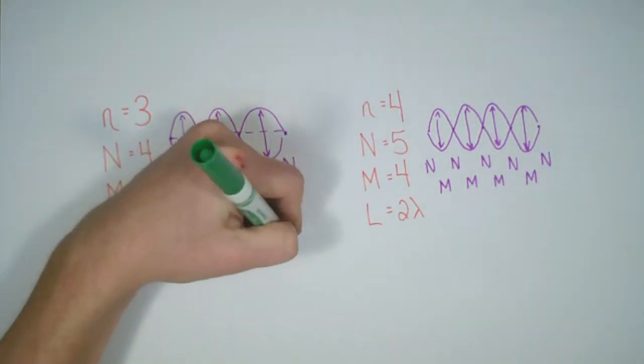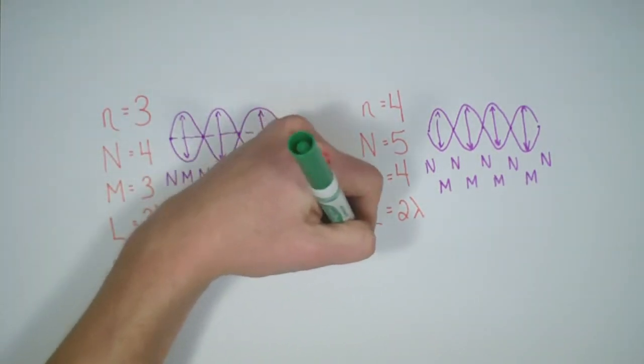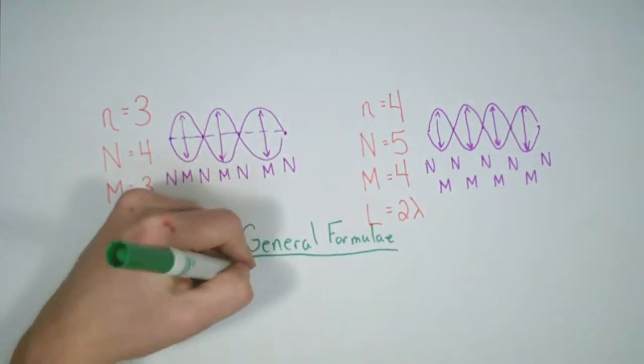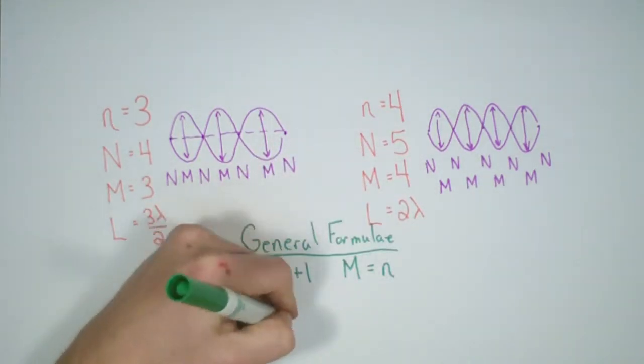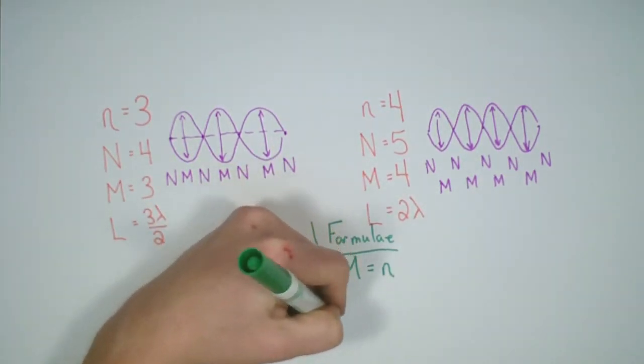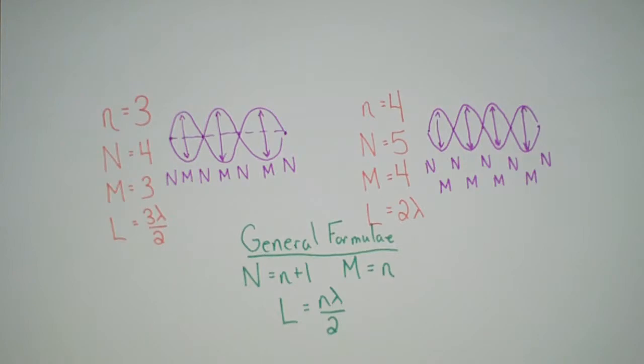This leads us to our general formula for a standing wave that's fixed on both ends. And that is that the number of nodes is equal to the harmonic number plus 1. The number of maxima is equal to the harmonic number, and the length of the spring is equal to n lambda over 2.